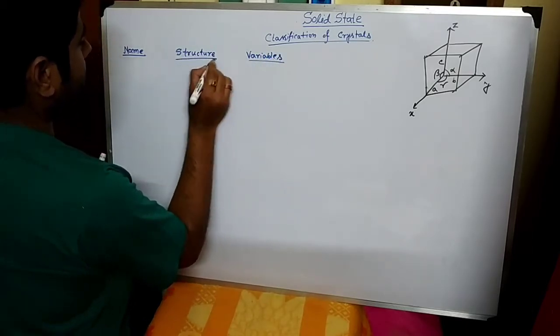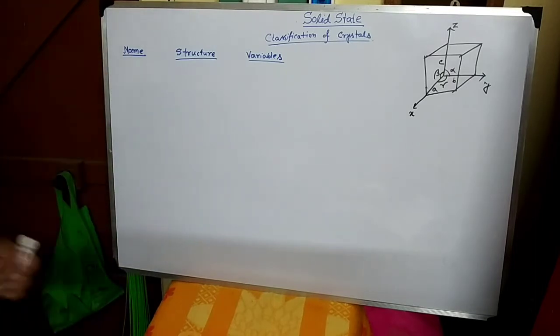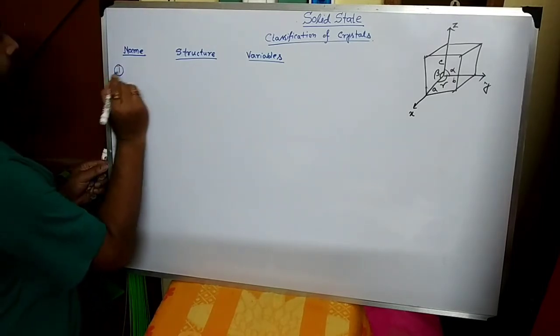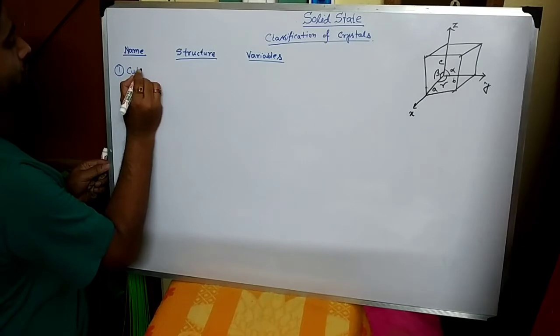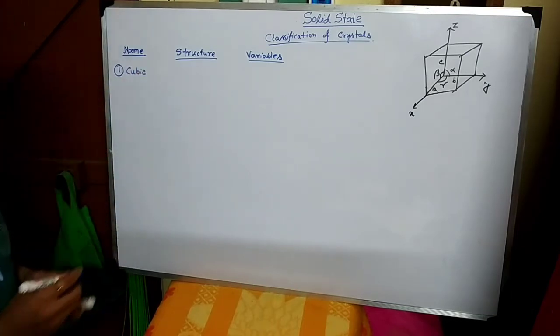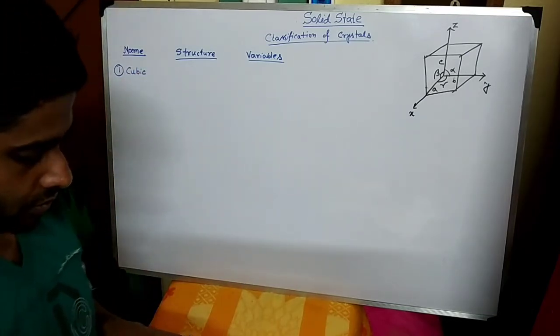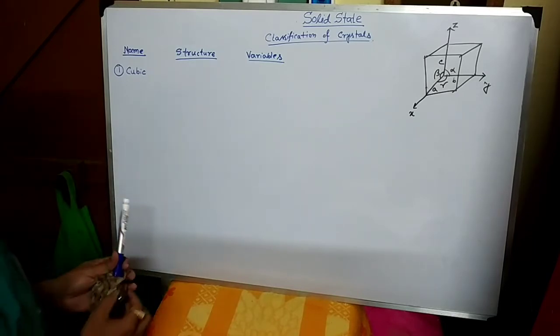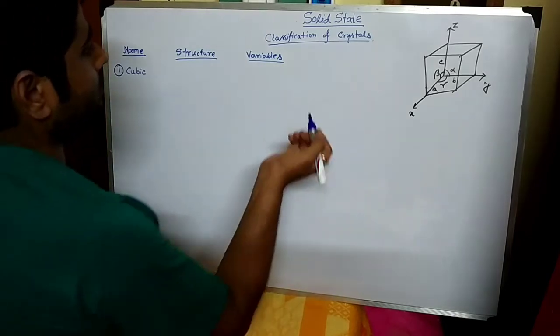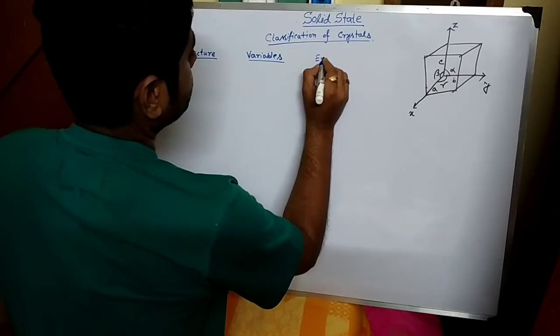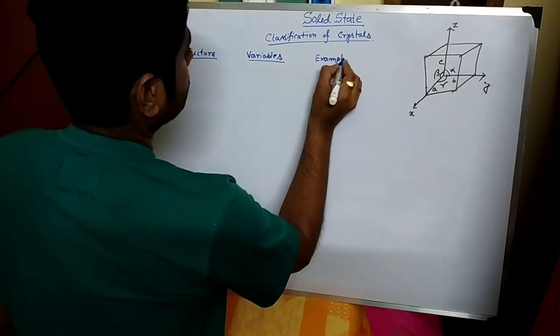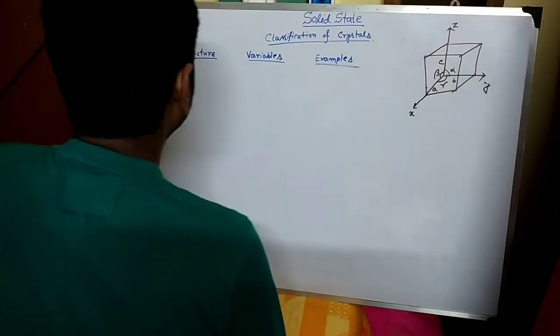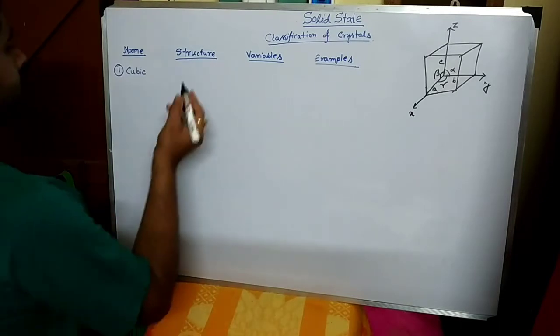Variables. First, cubic. The first one is cubic. So what will be the structure? And here the example. So what will be the structure? Let's see.